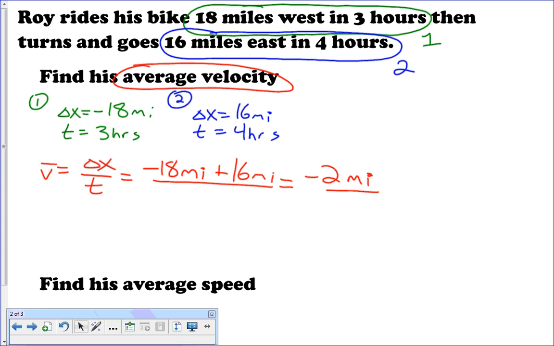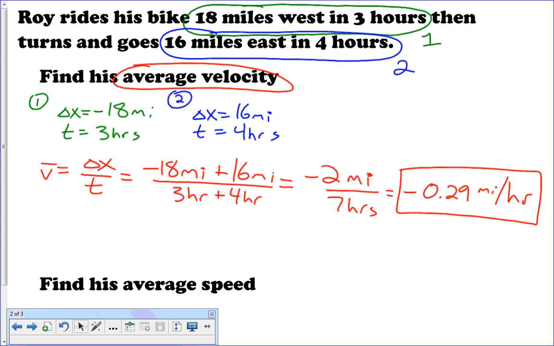Now we've got to take that and divide it by the time. The first part took 3 hours, the second part took 4 hours, so 3 plus 4 is 7 hours. Grab your calculator, divide it out, and you get negative 0.28. Sorry, I totally don't have my answer written down here. You get negative 0.29 miles per hour. So there's our average velocity for the whole trip.